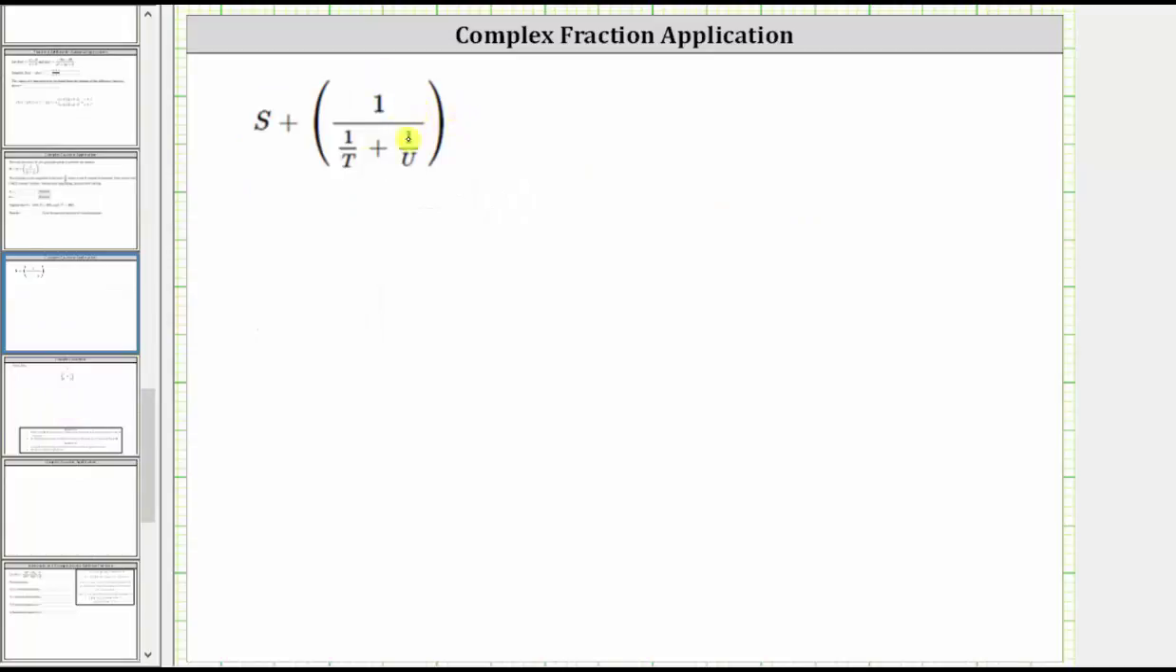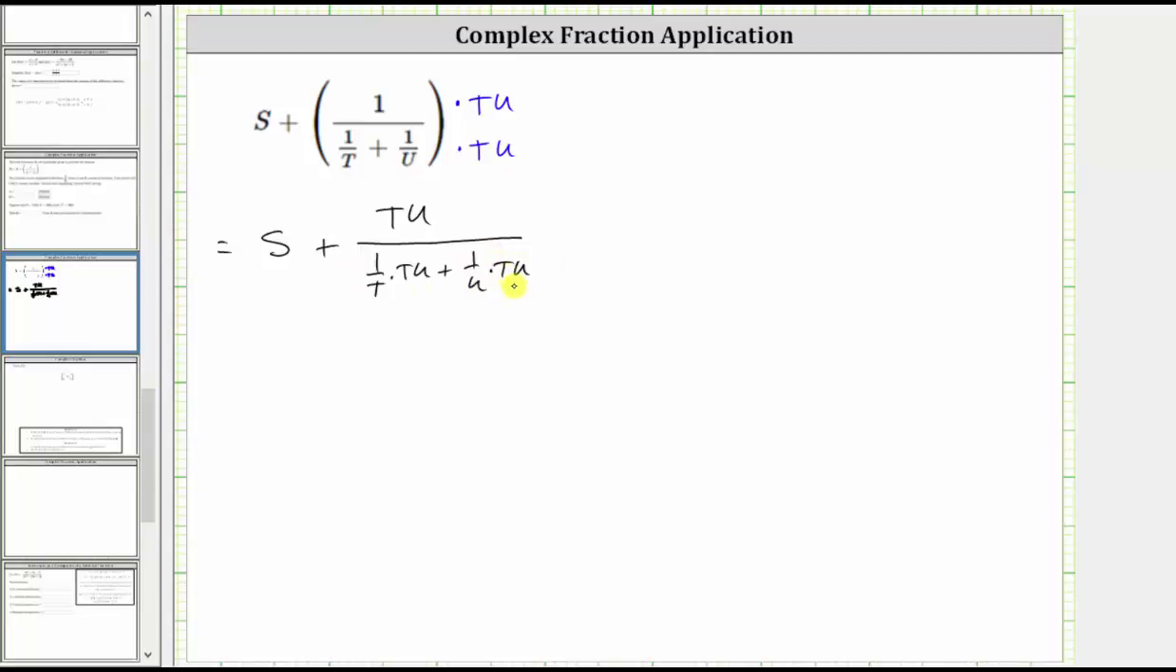Let's first focus on the complex fraction. Looking at the fractions in the denominator of the complex fraction, notice how the least common denominator would be t times u, or tu, and therefore the first step is to multiply the numerator and denominator of the complex fraction by tu. This gives us s plus 1 times tu is tu, and then in the denominator we have 1 over t times tu plus 1 over u times tu.